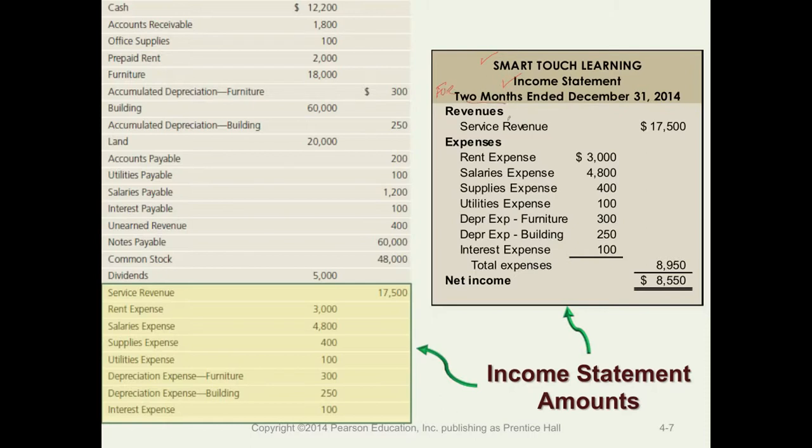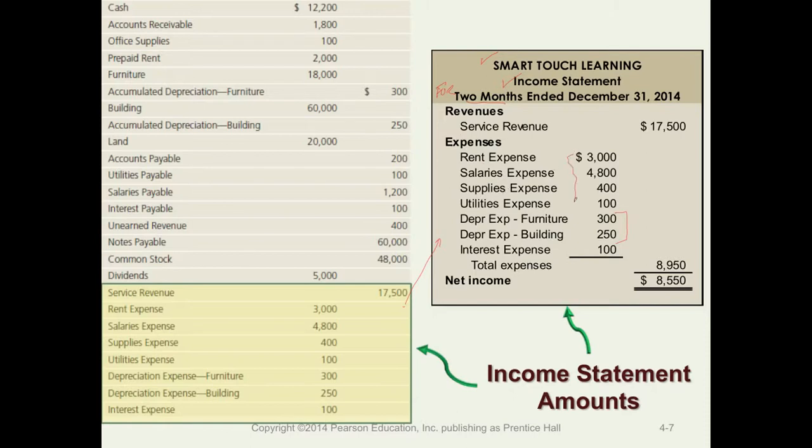It's a flow statement, so it's only for the 2 months ended December 31st of 2014. And we simply move the adjusted accounts from the trial balance into the financial statements. So the amounts from the income statement will move into the financial statements. And you always prepare the income statement first. You notice that we have separate accounts for different types of plant assets when they're depreciated. So that's something to keep in mind.